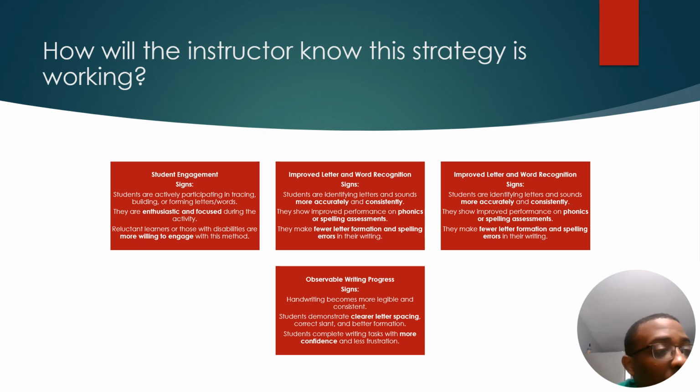Also, observable writing progress. Some of the signs will be handwriting becomes more legible and consistent. Students demonstrate clear letter spacing, correct slant, and better formation. Also, students complete writing tasks with more confidence and less frustration.